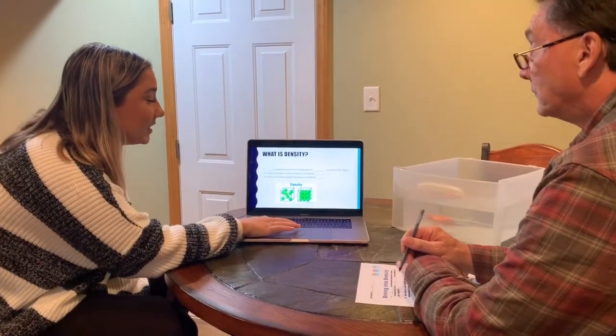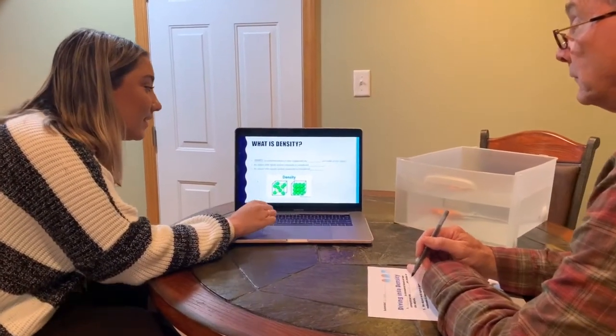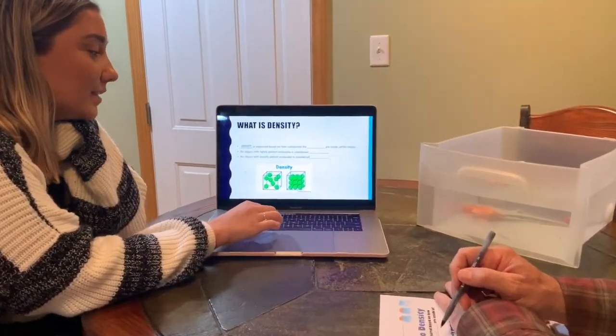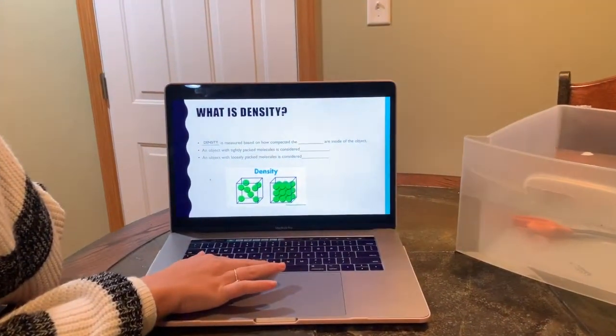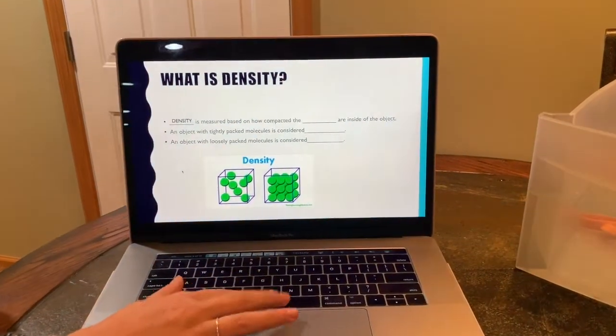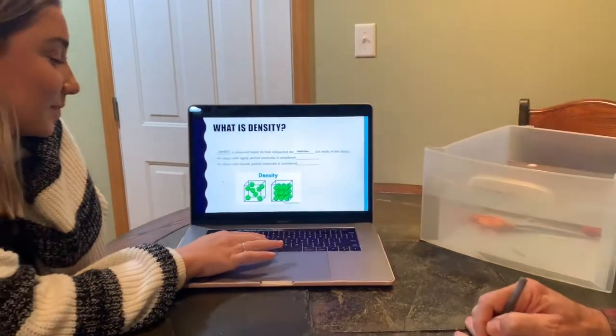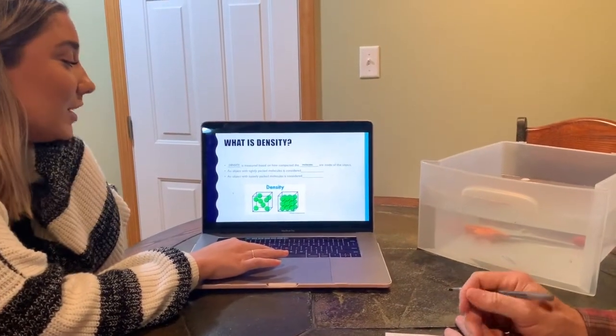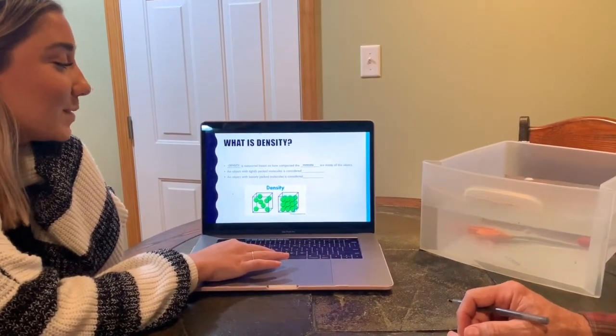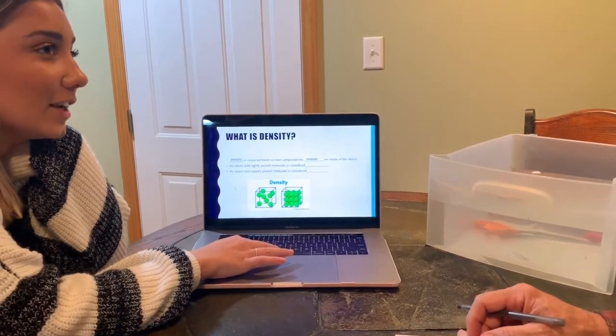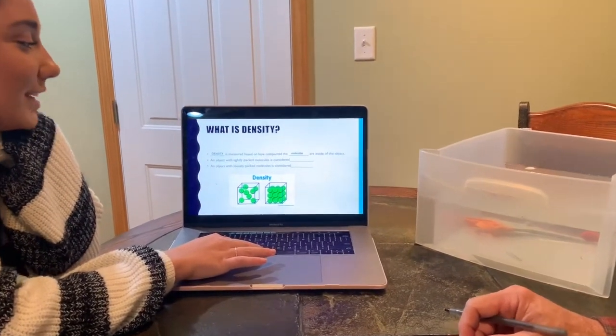Okay, so what is density? Density is measured based on how compacted, do you remember, the molecules are inside of the object. Good job. An object with tightly packed molecules is considered more dense. More dense. Good job.